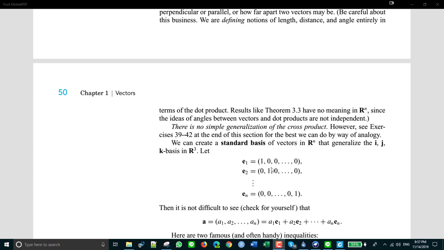So remember that i in R3 was 1, 0, 0. So in Rn we have 1, 0, 0, 0, and so on. And e2, or what we called j before, was 0, 1 like this. And we keep going till en. These are called the standard basis vectors for Rn. They're analogous to i, j, and k in R3.